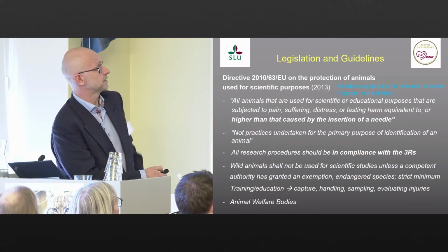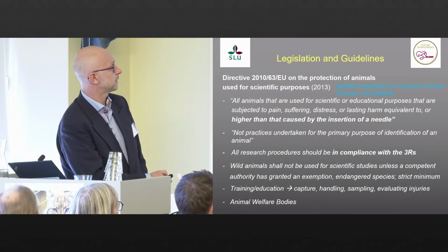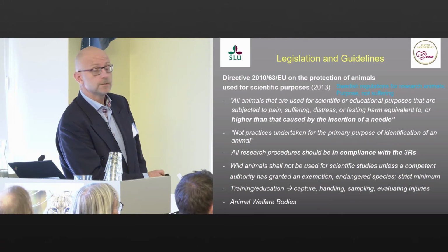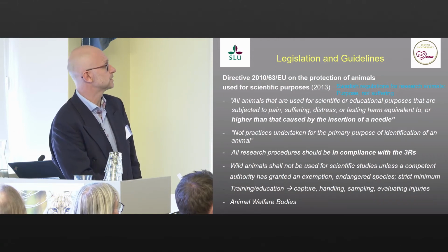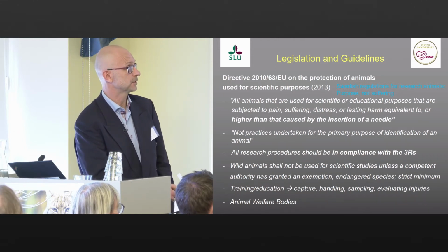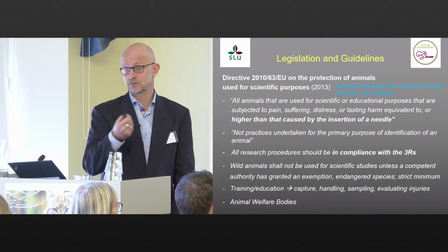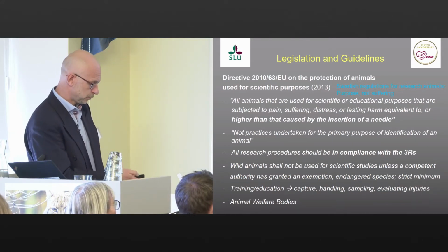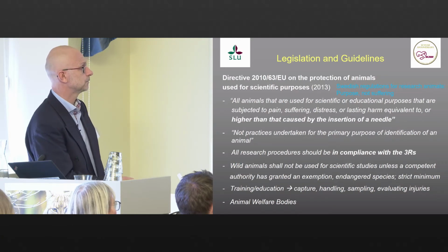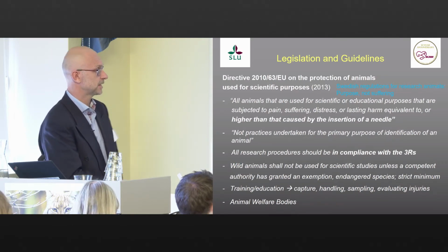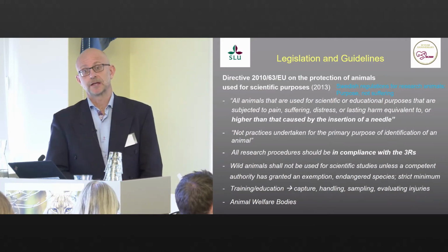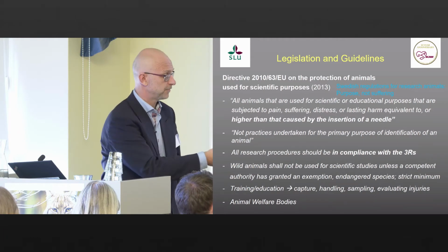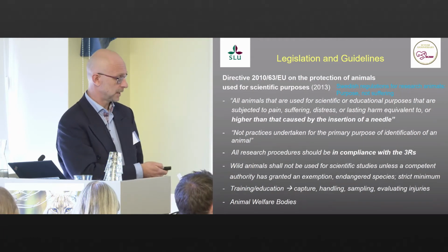However, it does not include practices undertaken for the primary purpose of identification. And very importantly, all research procedures should be in compliance with the 3 R's. Wild animals should not be used unless the competent authority has granted an exception. For an endangered species, of course, a minimum should be used. Importantly, training and education is emphasized, and then the setup of animal welfare bodies for breeders, suppliers, and users of animals, to actually give advice on animal welfare and the 3 R's for these people handling these animals.